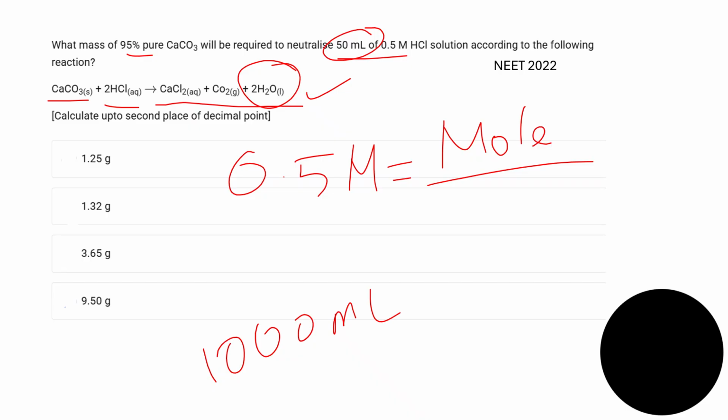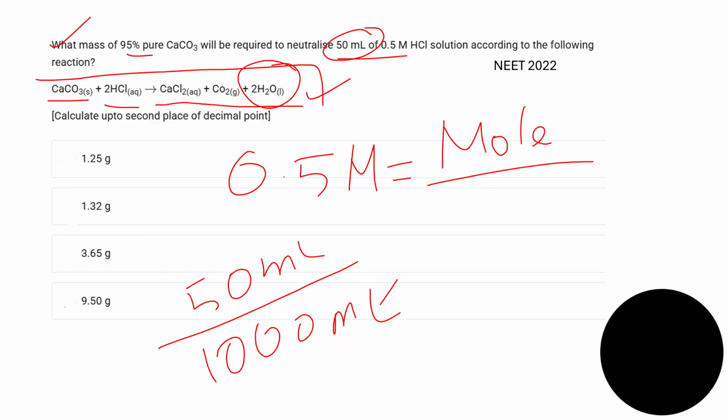Okay, look at this statement, not this equation. This equation is just a reference. Think about it. In 1000 ml, only 50 ml of 0.5 molar HCl is reacting with the calcium carbonate, so that the neutralization happens. So 50 ml in 1000 ml. Okay, this is the answer.